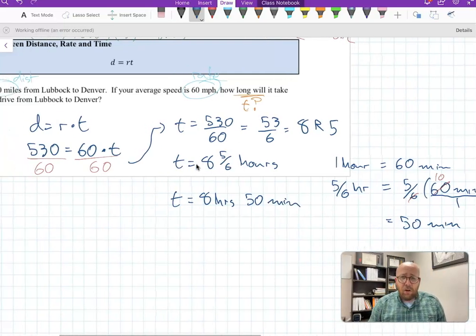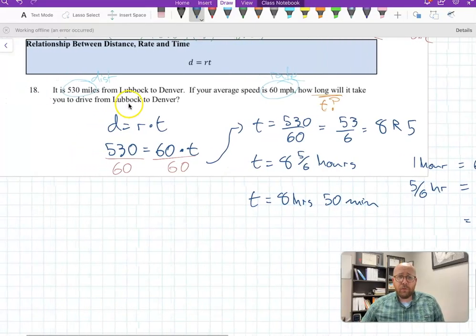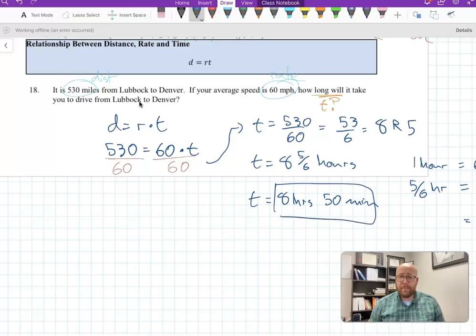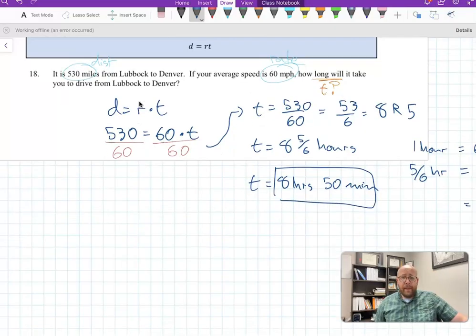So, how long will it take you to drive from Lubbock to Denver? 8 hours and 50 minutes. And that will conclude our notes for applications of linear equations.